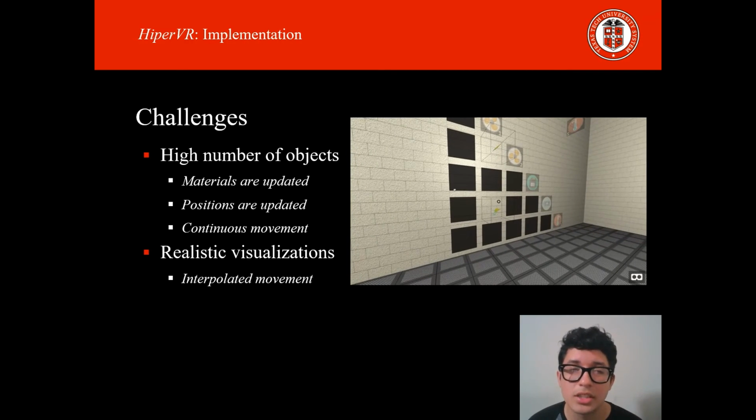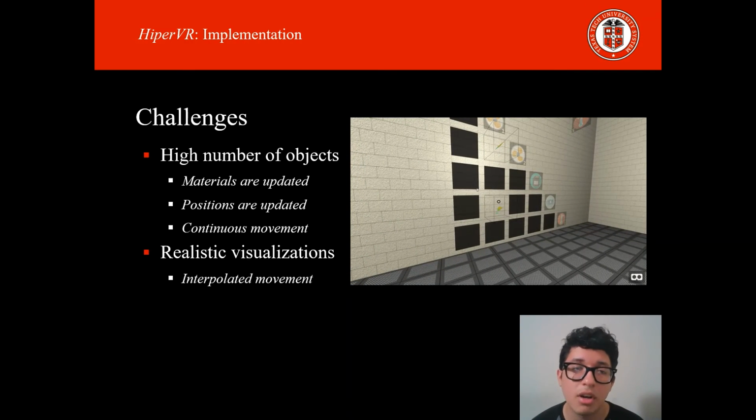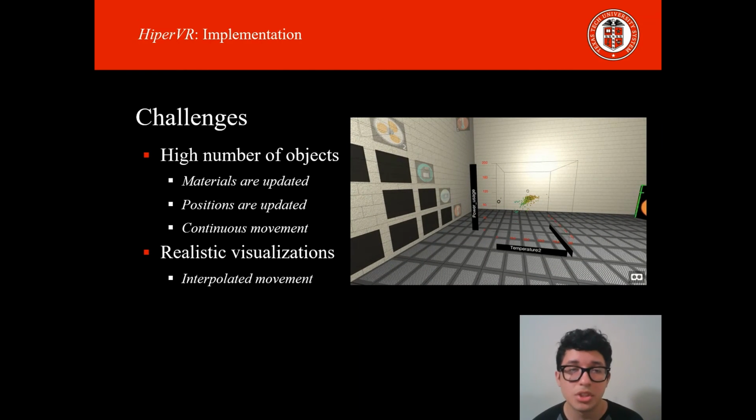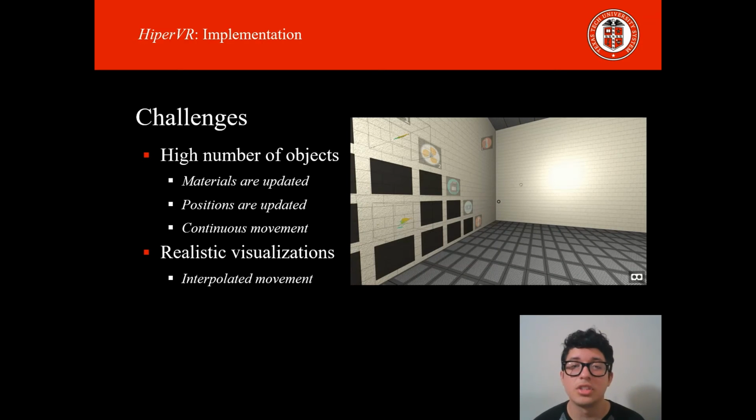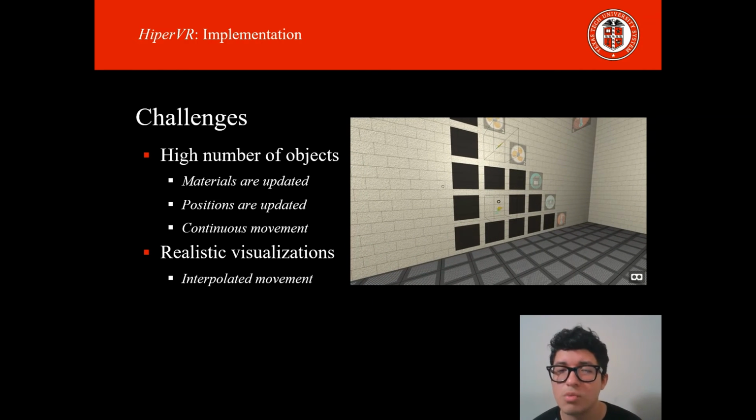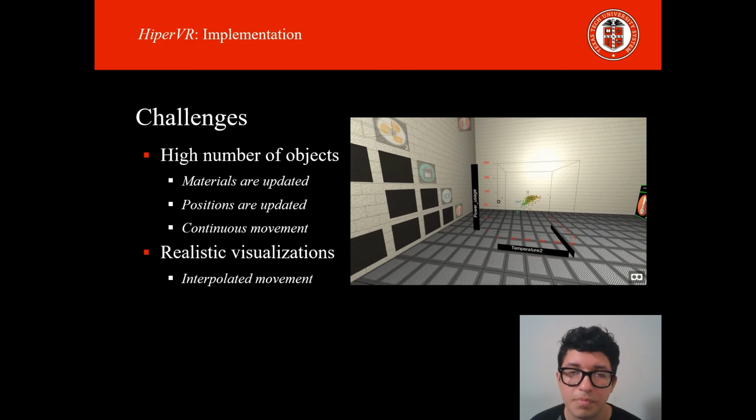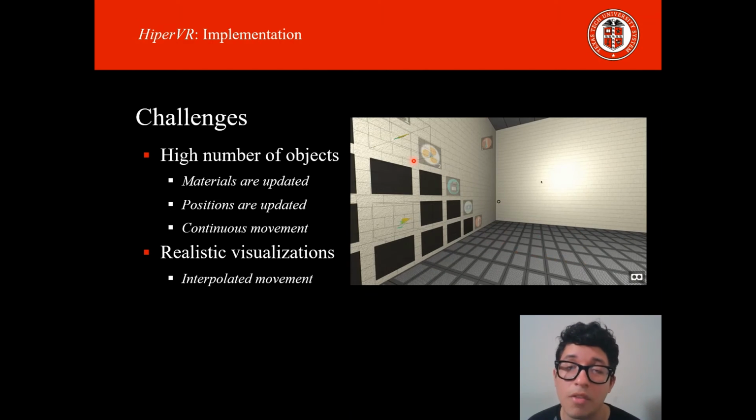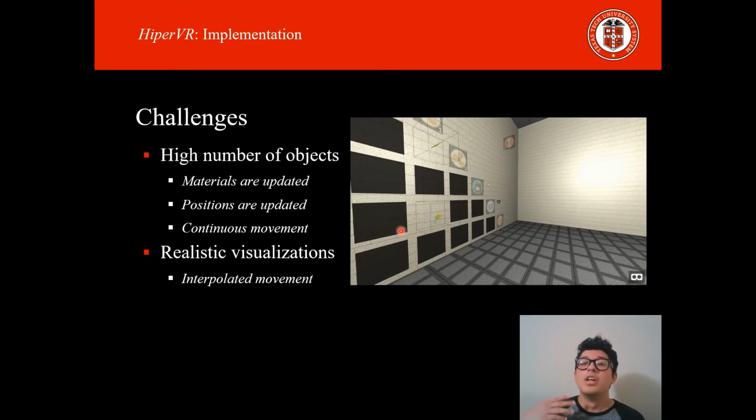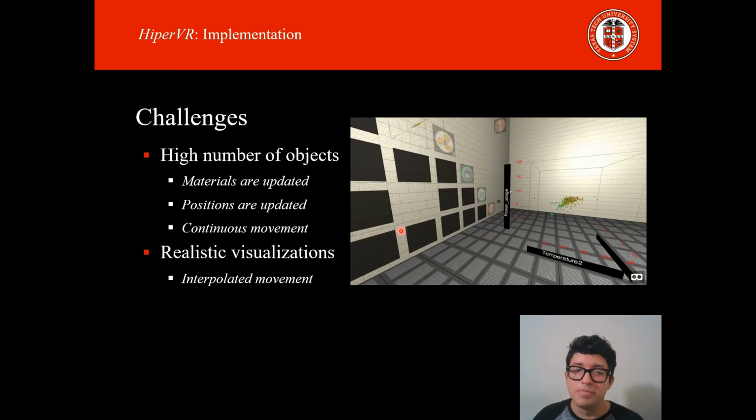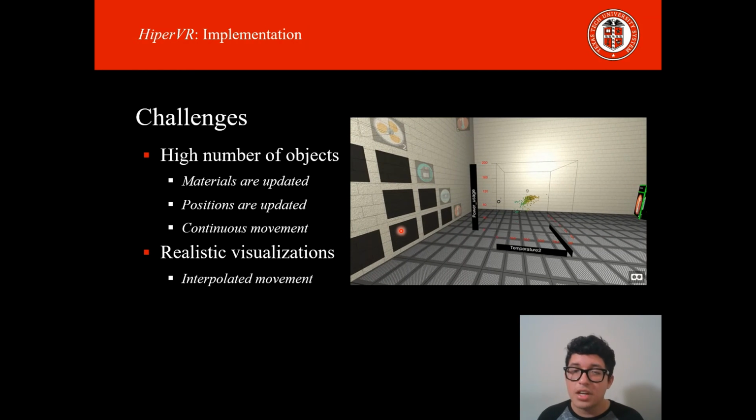Some of the challenges: there's a high number of objects, materials are being updated constantly, positions are being updated, and there's continuous movement as well. This is one of the neat features of the system. Whenever you click, for example, on one of the scatterplots, you can see it moving in progress, right?